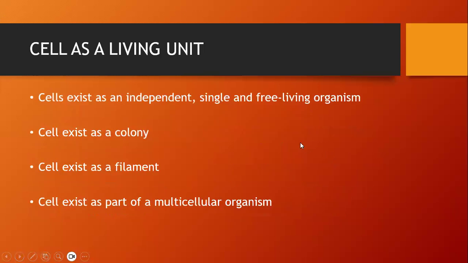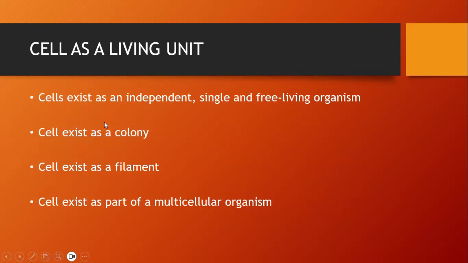Then the last on our list is cell as a living unit. Now, cell exists as an independent, single, and free living organism, and it also exists as a colony, as a filament, and as part of a multicellular organism. So I'm going to take a few minutes to discuss each of these living units.